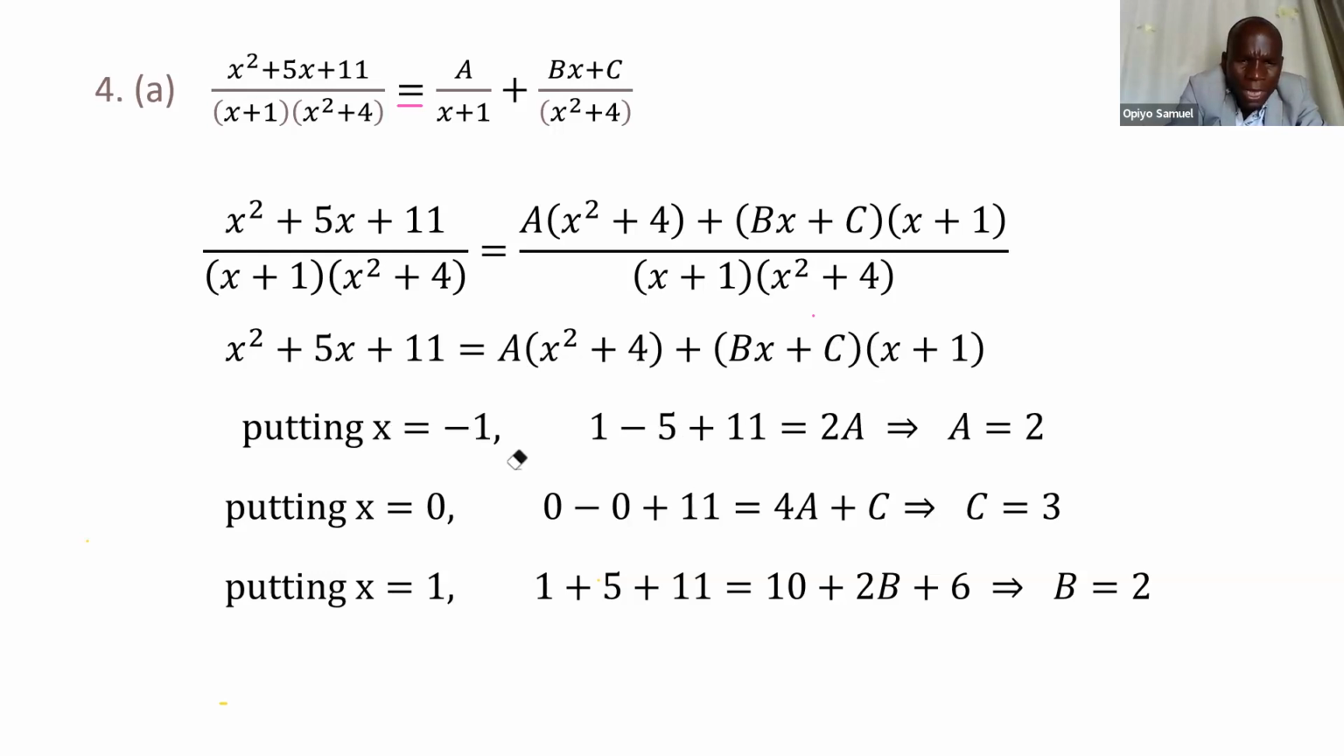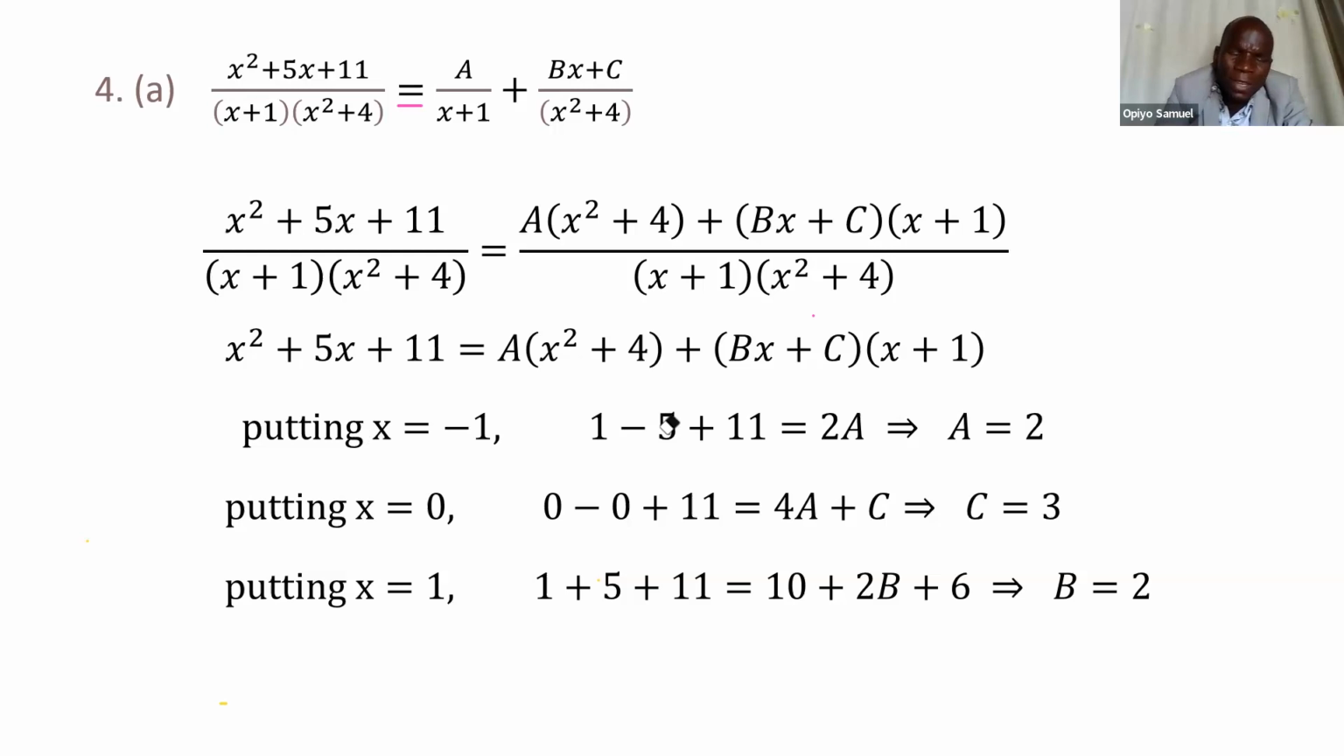I prefer this because it is shorter. In other words, you can also expand the right hand side, and then later equate the corresponding coefficients: the coefficient of x squared to that of x squared, the coefficient of x to that of x on the right hand side, and the constant to the constant. But here, trust me, it might take you longer. I'm not discouraging you, but you can still use it if you feel comfortable.